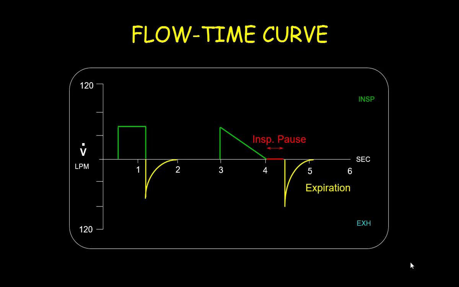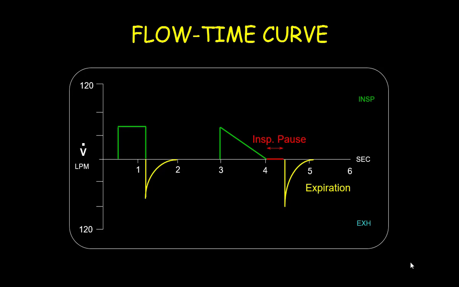Now, the flow time curve of, say, a volume control versus a pressure control is different. A volume control is a fixed flow state. The flow will rise, stay at the fixed flow level till the inspiratory time is over, and then cycle to exhalation. The pressure control, on the other hand, has a decelerating flow pattern. The flow rises fast and then decelerates over a period of time throughout the inspiratory period. If there is an inspiratory pause, it's a zero flow state, as you can see here, and then exhalation.